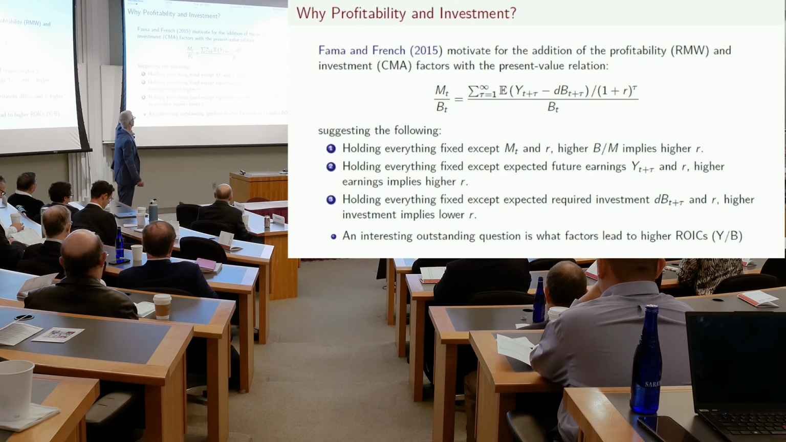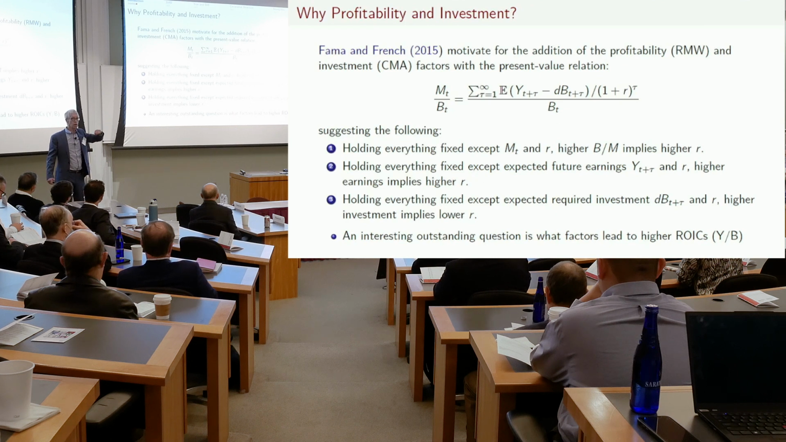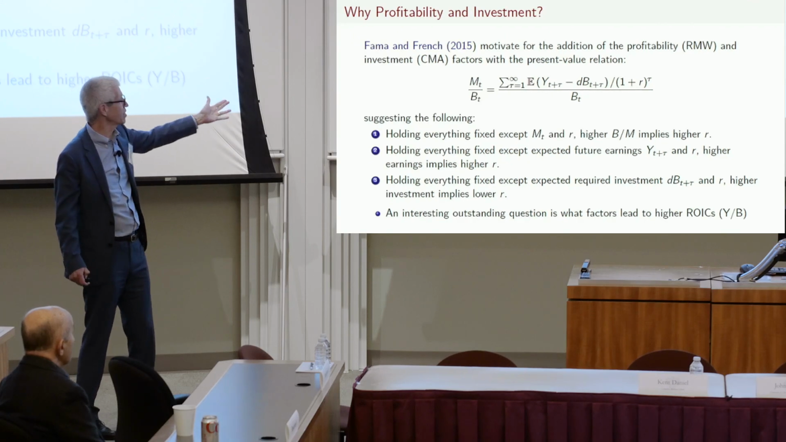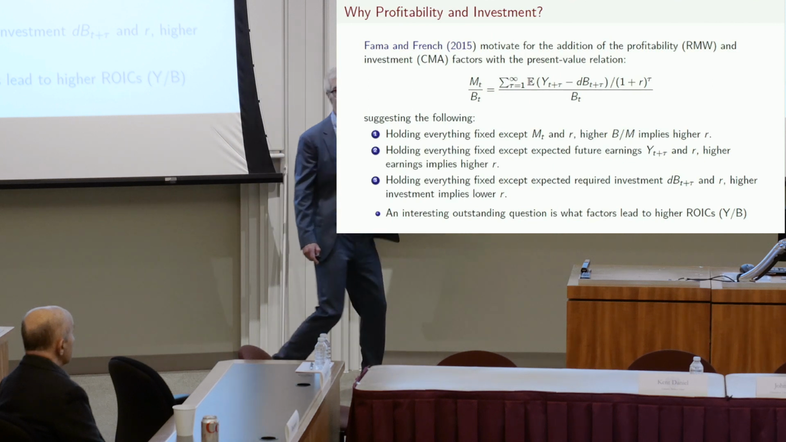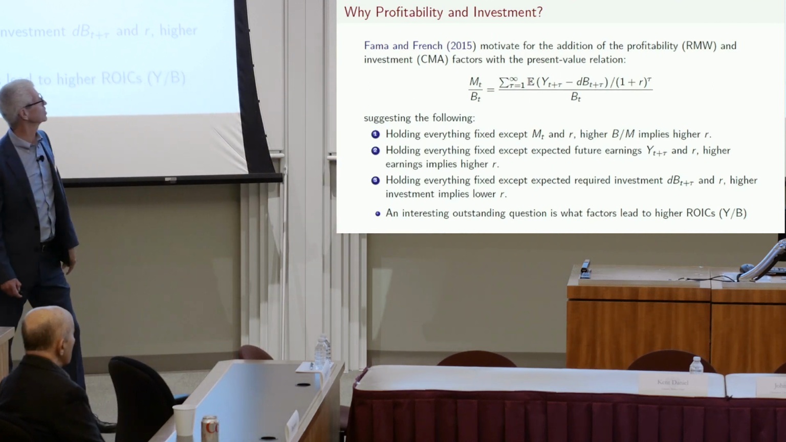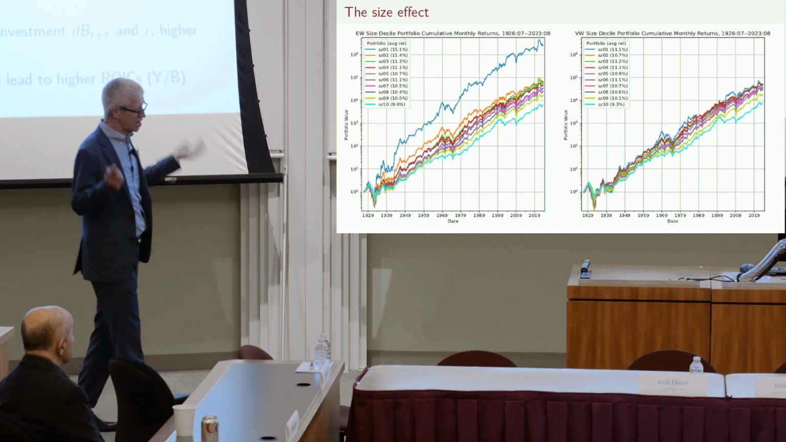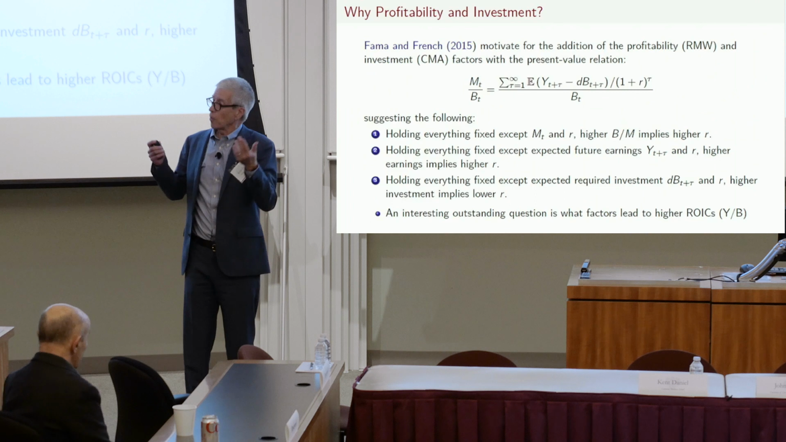Okay, and similarly, in this equation if you hold everything fixed except the required investment, okay, the change in the book value in the future, then a higher investment implies a lower future return, a lower discount rate. Okay. Now, one interesting question going forward is going to be, what are the factors that lead to higher and lower returns on invested capital for these firms?